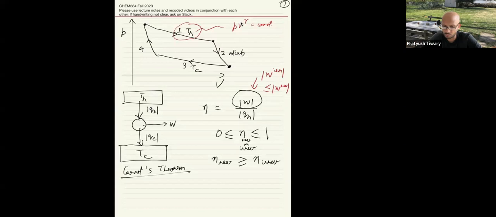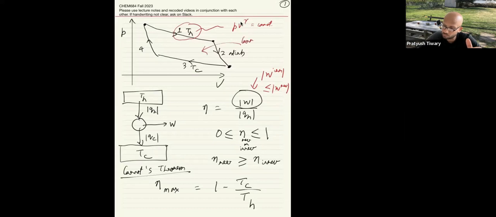But Carnot's theorem goes one step further. It says all reversible engines operating between this hot source and the cold sink will have the same efficiency, which then becomes the maximum efficiency that you can attain. And that is given by eta max is equal to 1 minus Tc by Th. So what we did last time was to derive the efficiency for this Carnot process.